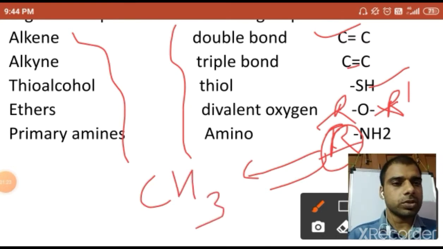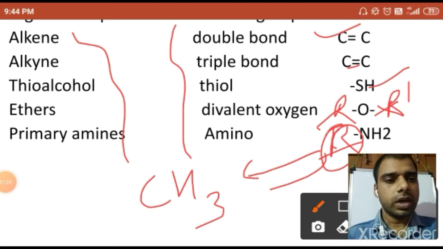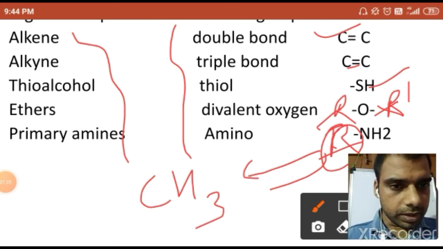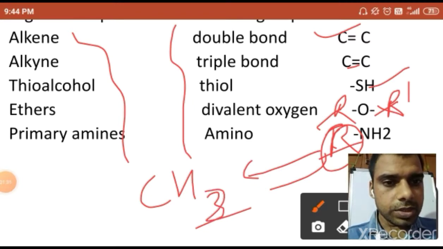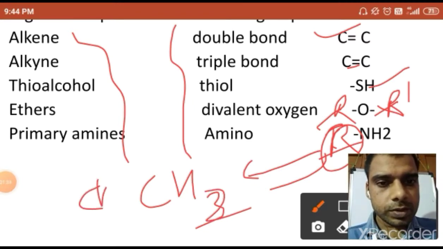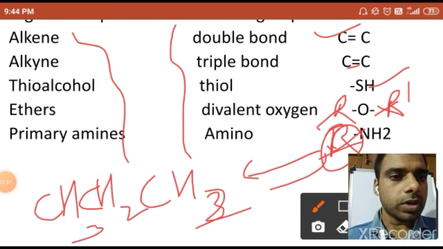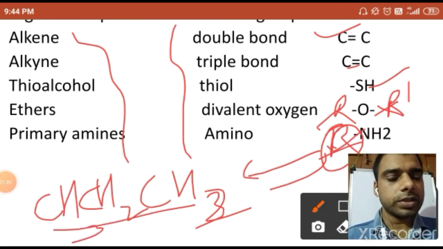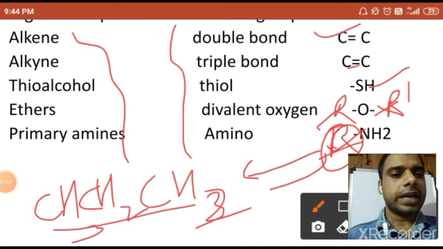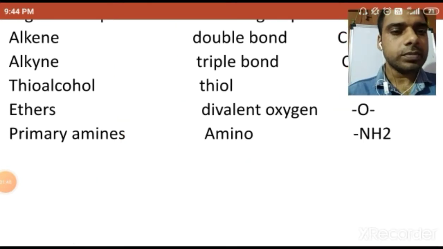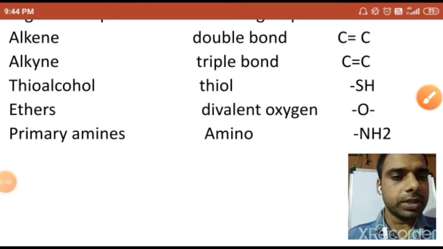So that depends upon you, what you want to take over here, or if you want to take a long chain, then you can take CH2 CH3. It depends upon you, or instead of R you can take a long chain of CH3 CH2 CH2 and then NH2. So that will come in the category of primary amines. Amino group, that would end with the amino group.